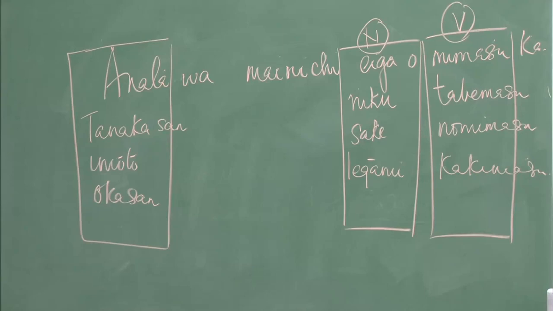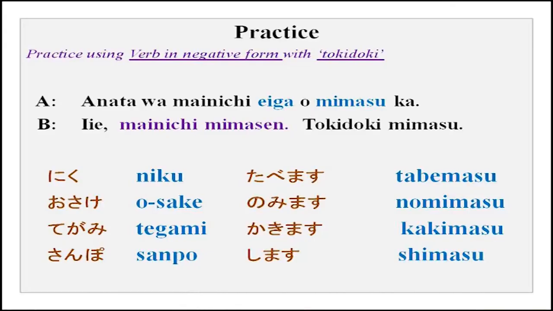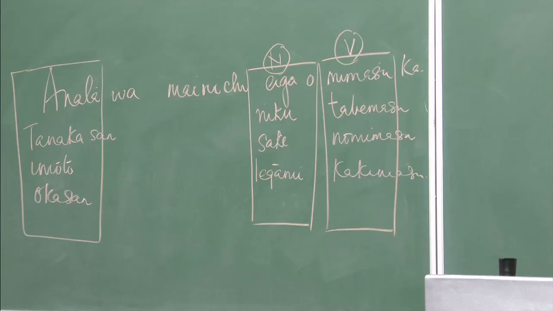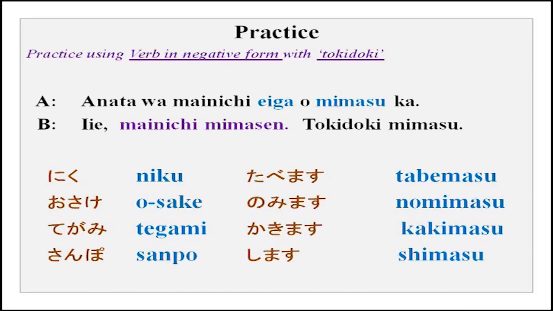Now the options are given over here. Anata wa mainichi eiga o mimasu ka? Iie, mainichi mimasen, tokidoki mimasu. So well, you can ask like this and you can answer either in masu form or masen form. Of course, over here masen form is given. Practice for masen form. So you can use masen form over here with tokidoki.